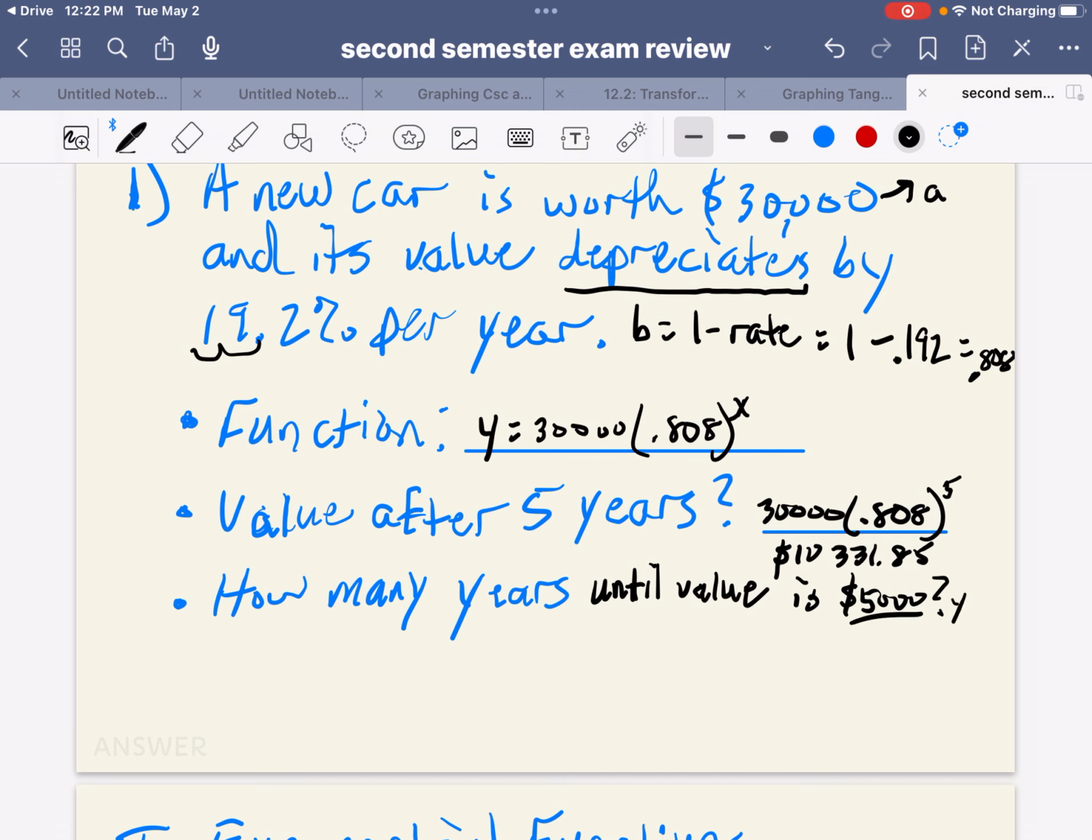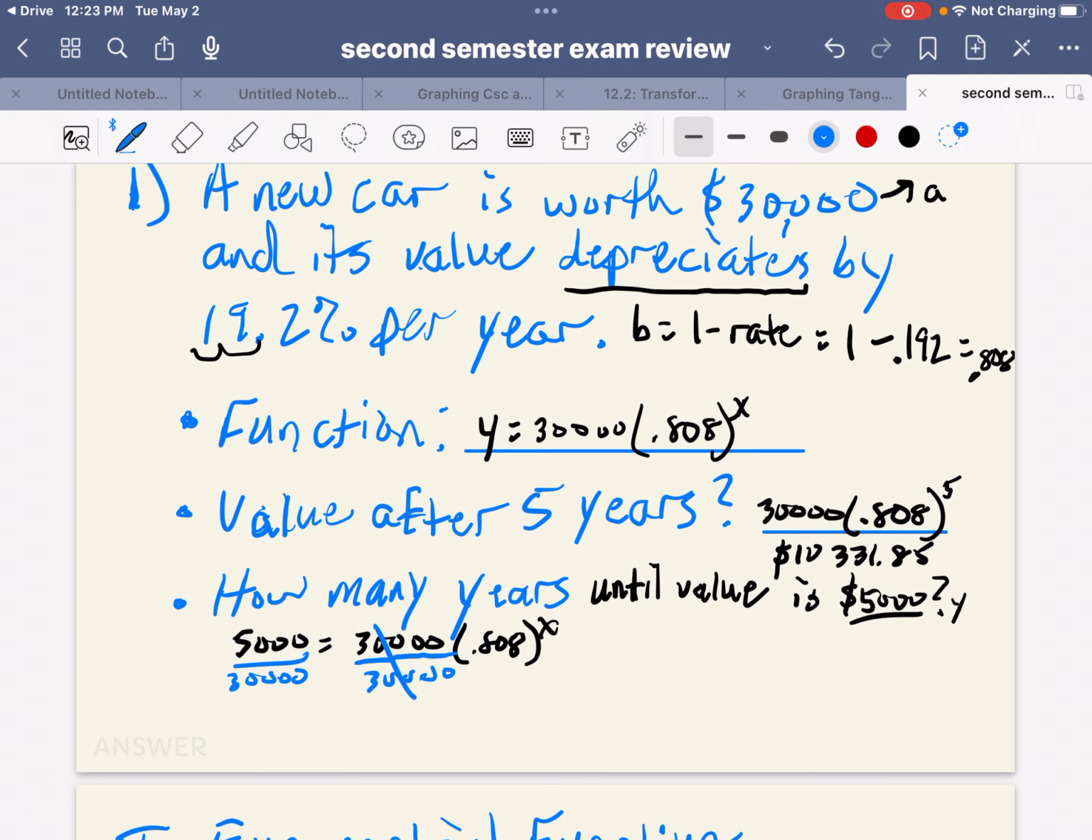So if I plug in 5,000 for y, I have 5,000 equals 30,000 times 0.808 to the xth power. Well, do I remember how to solve this equation for x? Well, if you were to look back in your notes, the first thing that you would do is isolate the base being raised to the power. And so what that would mean in this problem is that you would begin by dividing both sides by 30,000. So those two cancel.